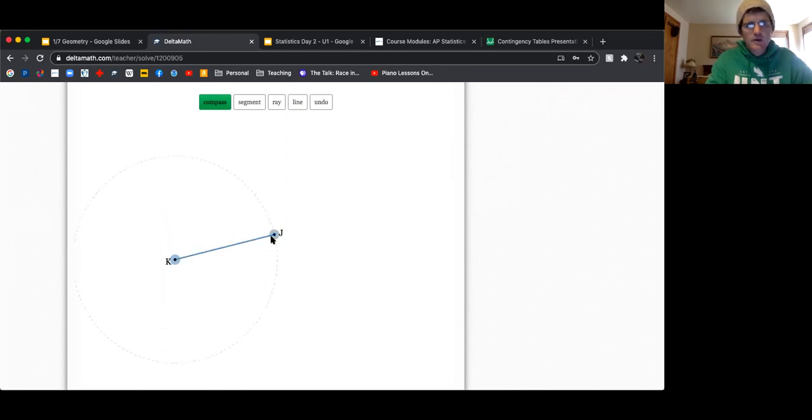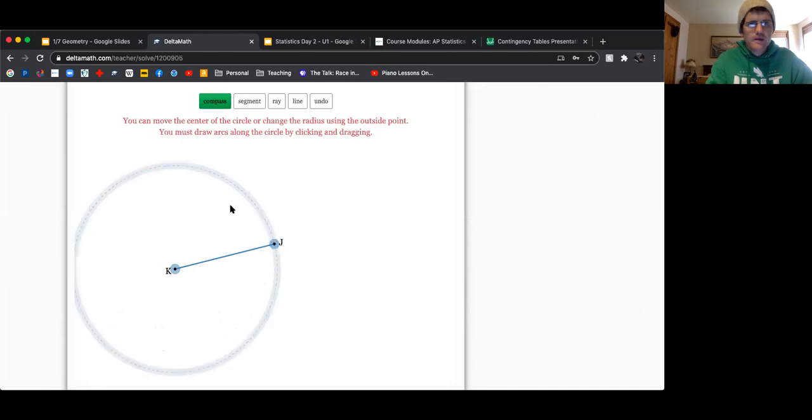I want this to measure all the way over to J. Now this is not creating the circle yet. Notice that it creates this pencil. So now I can just quickly go all the way around. You don't actually have to follow the blue area. You just kind of roughly follow the circle. And now I've created this circle.